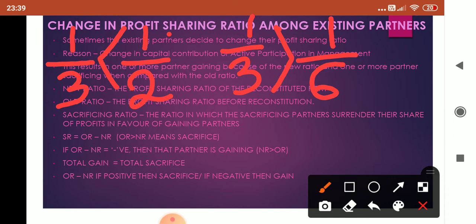But many of you may find it difficult to understand this greater than and less than concept. So you have this formula. Sacrificing ratio is old ratio minus new ratio. If old ratio minus new ratio is positive, then that partner is sacrificing. If old ratio minus new ratio is negative, then that partner is gaining. Okay, children?